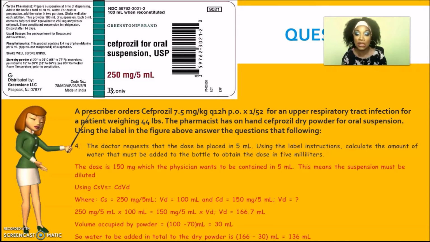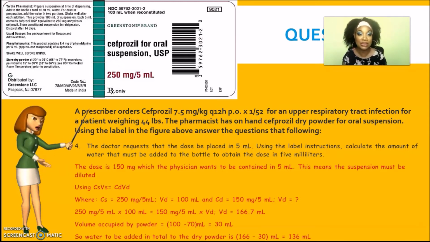Now, the dose, as we said, is 150 milligrams. Physician wants it to be in 5 mils. Using the CSVS method, CS, we know it's 250 milligrams per 5 mils. That's concentrated stock, in inverted commas.